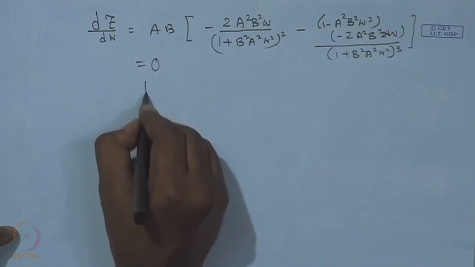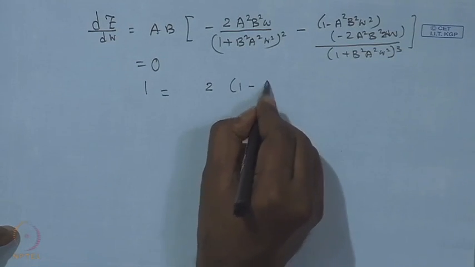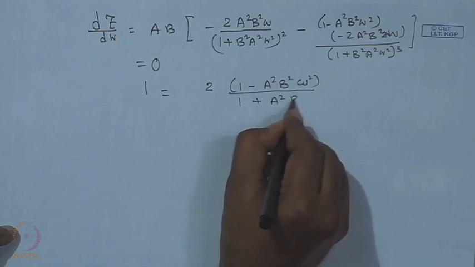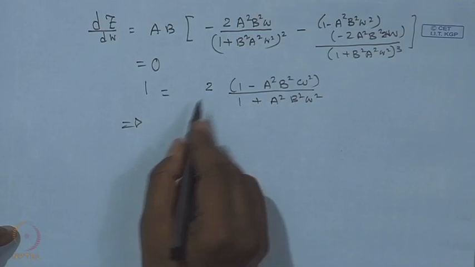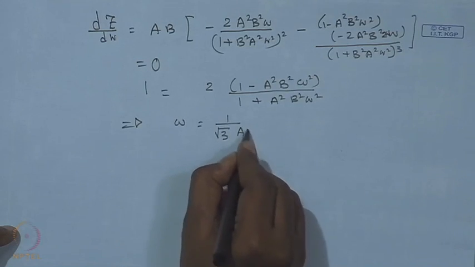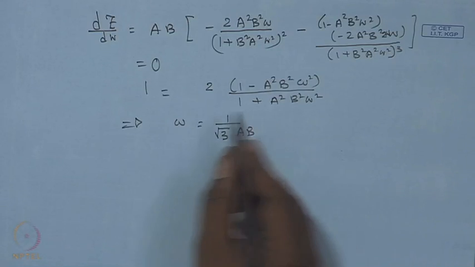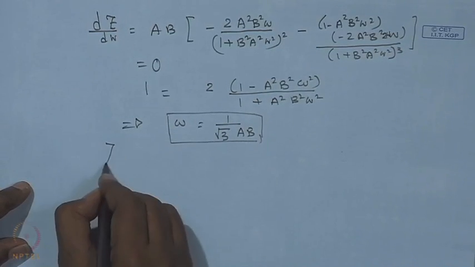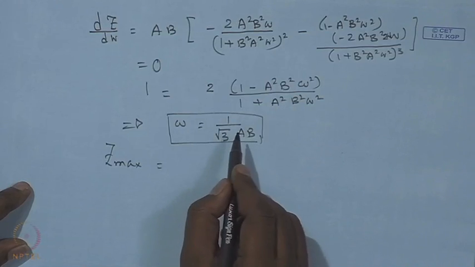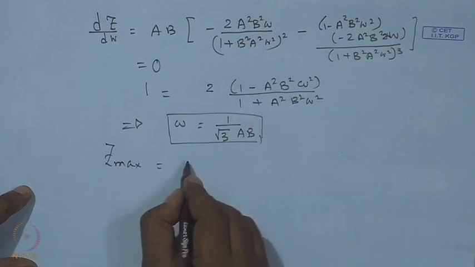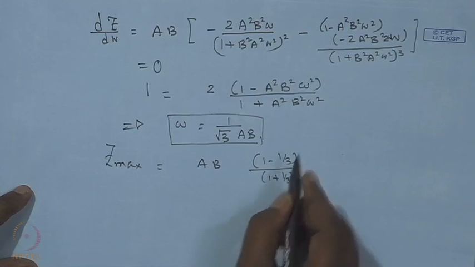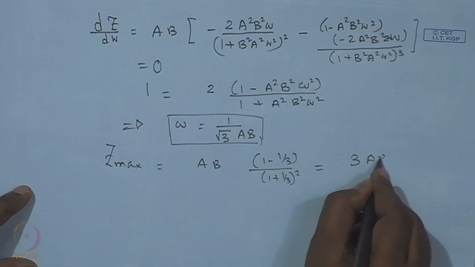If we do that, we will get 1 is equal to 2 into 1 minus a square b square w square divided by 1 plus a square b square w square, and if you simplify this, you will get w is equal to 1 by root over 3 a b. Now, at this w the z is maximum. So we can evaluate the z maximum by putting a square b square w square as 1 over root 3. So z maximum becomes a b into 1 minus 1 upon 3 divided by 1 plus 1 upon 3, square of that. So you will get 3 a b by 8.